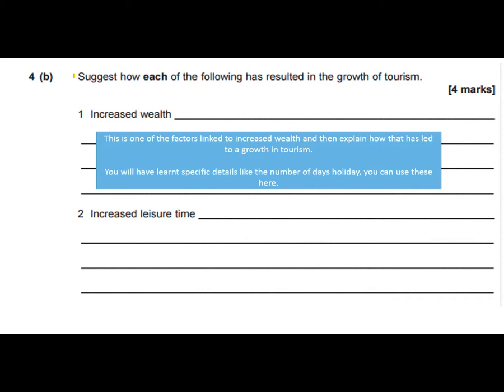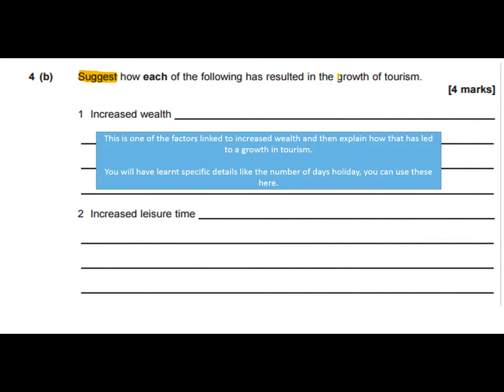4B. The command word here is to suggest. So hopefully by now we're understanding what we need to do with a suggest question. That means you need to make a point and make a simple explanation. It doesn't need to be a PEEL paragraph. It doesn't necessarily need to involve a case study.